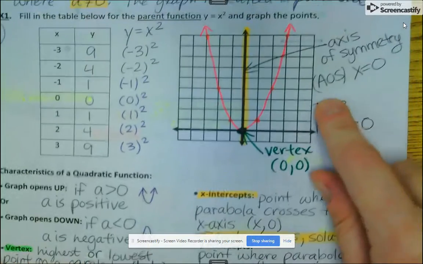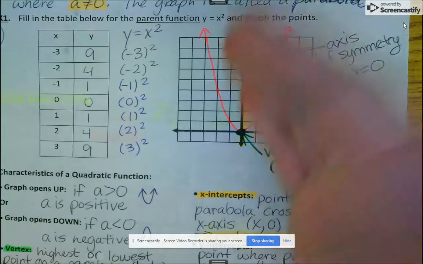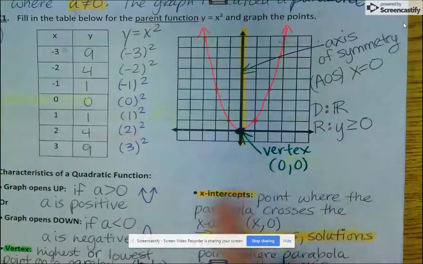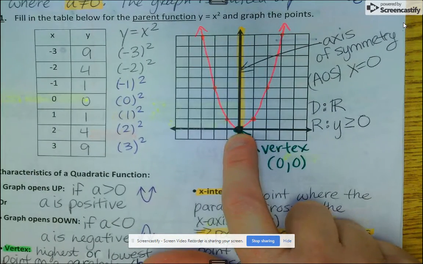So anatomy, axis of symmetry is that almost like mirror that cuts through the middle. It creates a mirror image on both sides. Vertex is the max or the min.